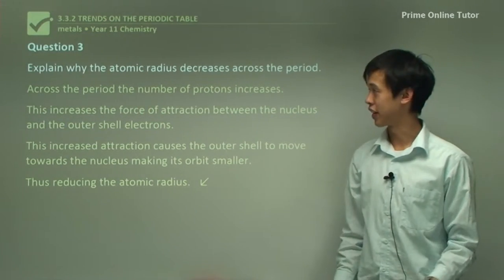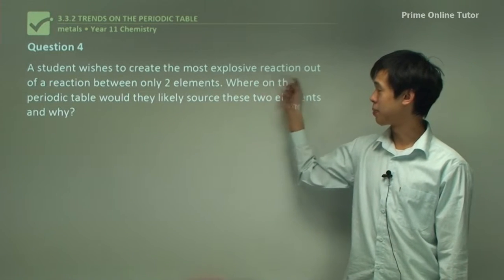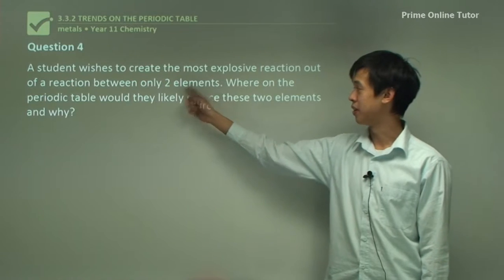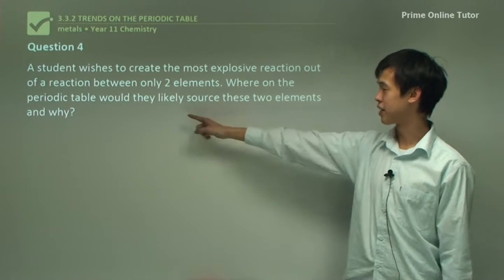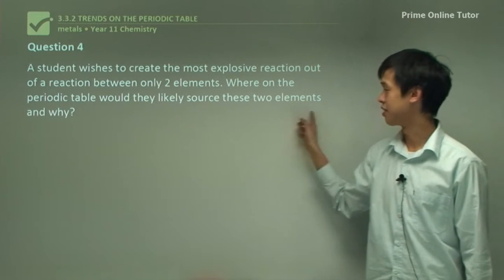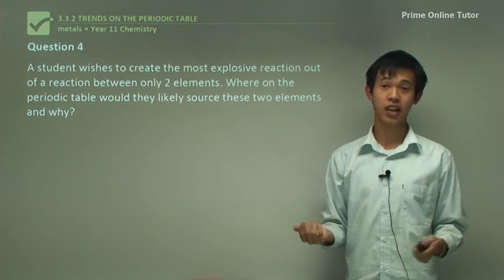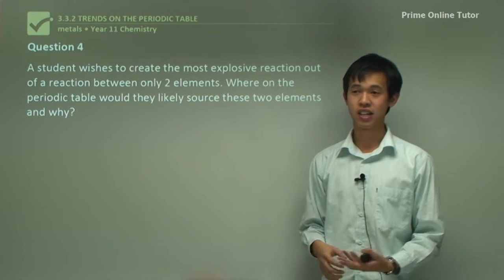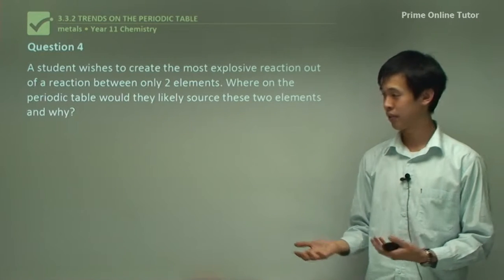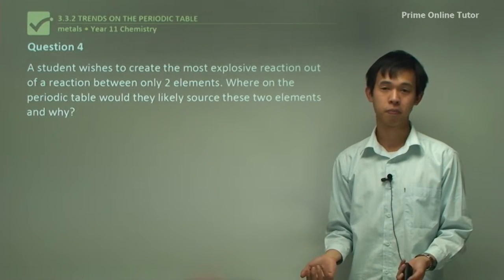So we'll keep moving and we'll move to question 4. A student wishes to create the most explosive reaction out of a reaction between only 2 elements. So this is quite a violent student here. Where on the periodic table would they likely source these 2 elements, and why? We're looking for the biggest possible reaction. If you want a very massive reaction, you need things that are very different. A reaction between 2 oxygen atoms is probably not going to be very impressive.